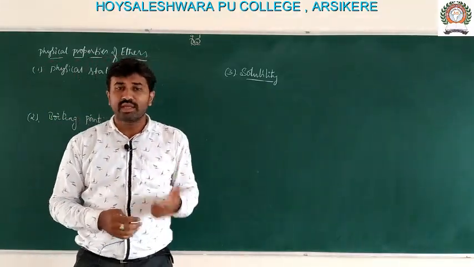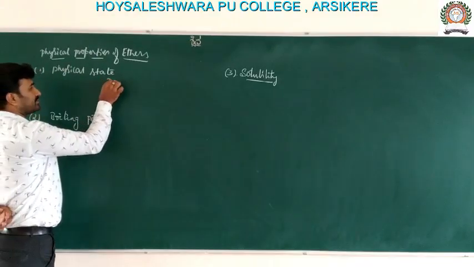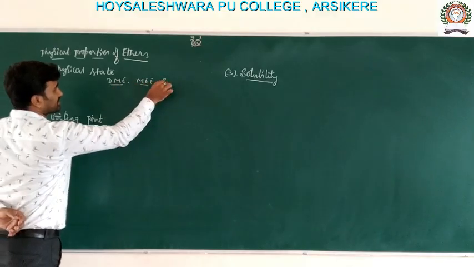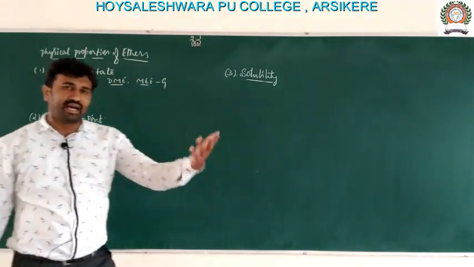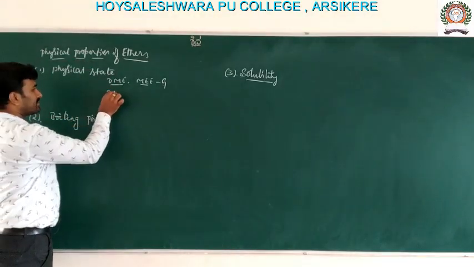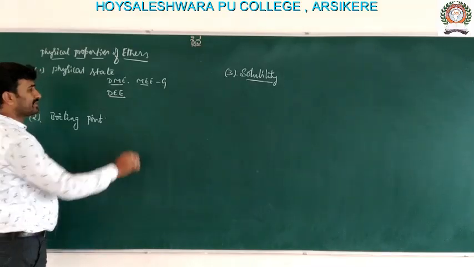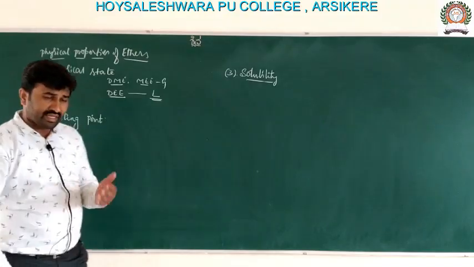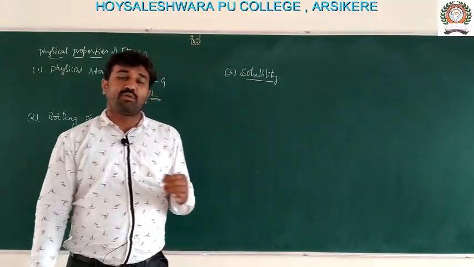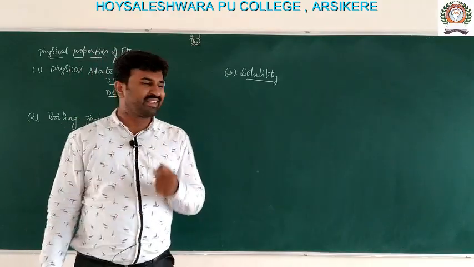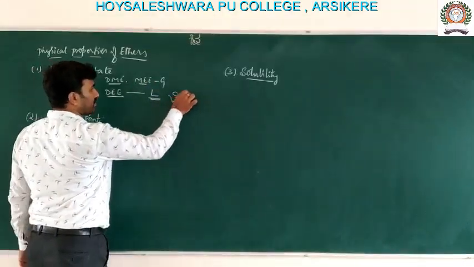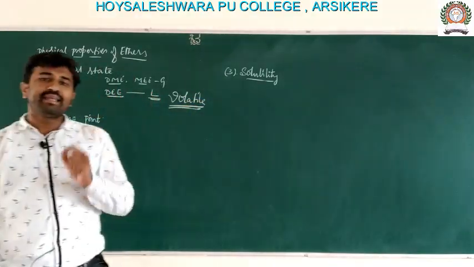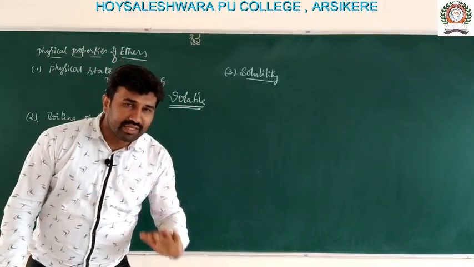Here also the same trend follows, but here dimethyl ether and methyl ethyl ether are gases, and higher members, that is from diethyl ether and dipropyl ether, etc., are liquids. The liquids have a characteristic odor, that is ether odor, and they are volatile in nature. That is very, very important. They are highly volatile. Highly volatile means they have low boiling point.